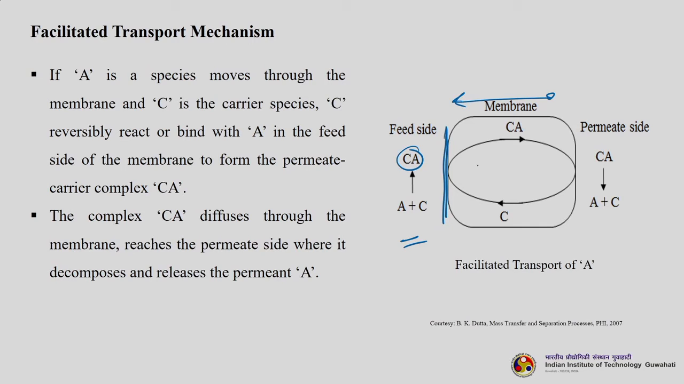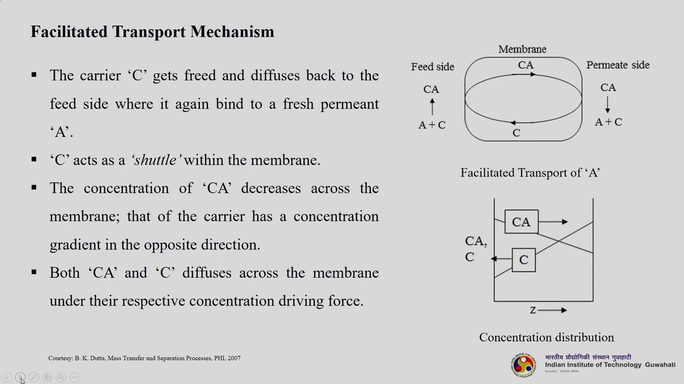Then this moves across the membrane in this direction because of the concentration gradient. Once it reaches the permeate side, it releases and this reaction happens. CA gives you A and C. A is retained here and C is recycled back to the membrane. The complex CA diffuses through the membrane, reaches the permeate side where it decomposes and releases the permeate A. The carrier C gets freed and diffuses back to the feed side where it again binds to a fresh permeate A. So, C acts as a shuttle within the membrane. Only C is free inside the membrane matrix, shuttling between the feed side and the permeate side.